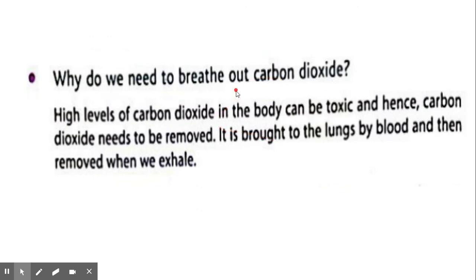We should also know why we should breathe out carbon dioxide. High levels of carbon dioxide in our body can be toxic. Hence, carbon dioxide needs to be removed. It is brought to the lungs by the blood and removed when we exhale.